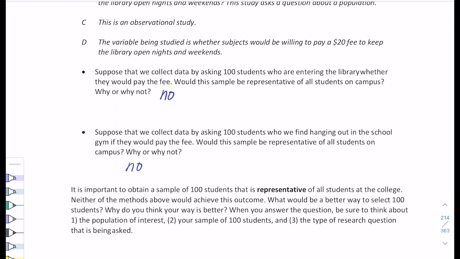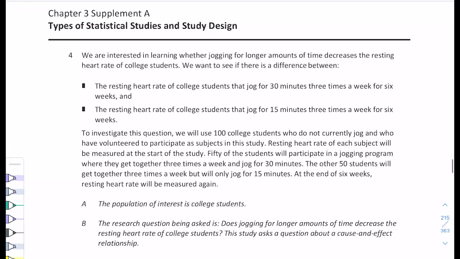So again, it's important to obtain a sample of 100 students that's representative of all students at the college. Neither of those methods would achieve that outcome. So what do you think would be a better way to select the 100 students? If you said randomly, you are correct. And we've talked about the importance of random in the past.